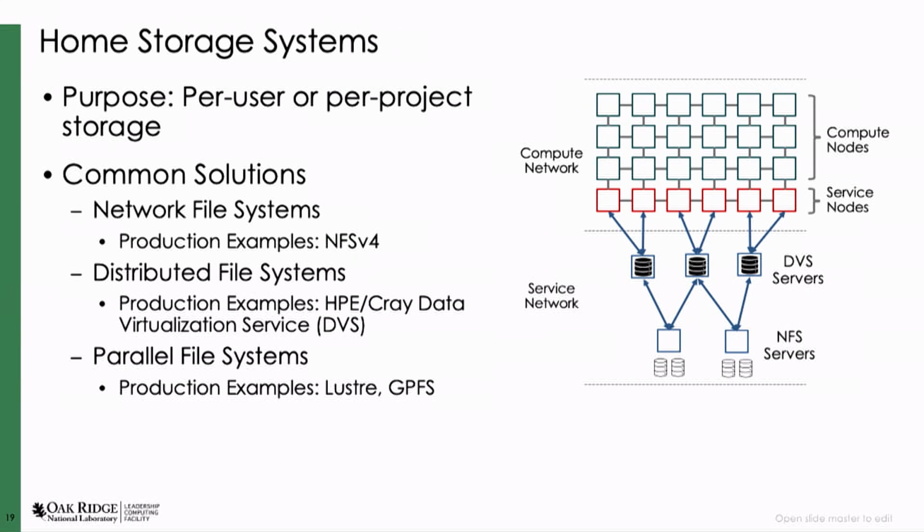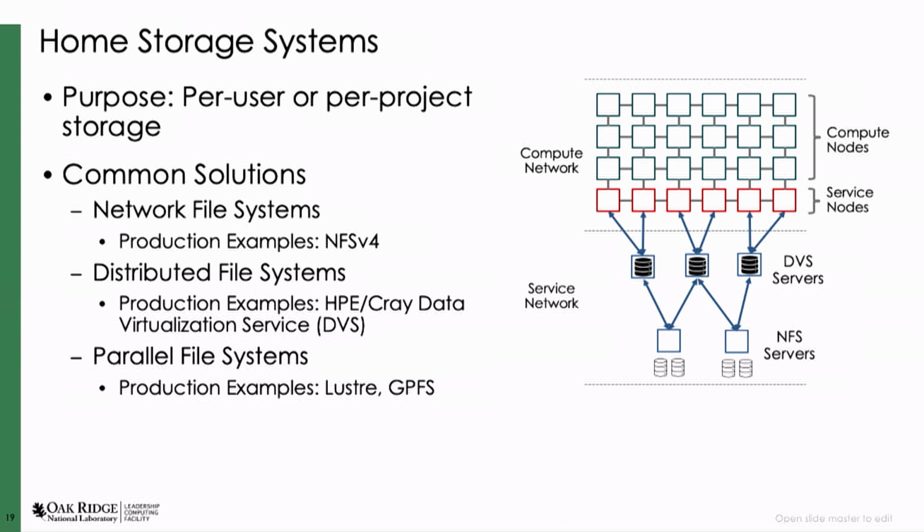All right, moving on to a different use case. Home storage. So again, this is for per user, per project storage. Some of the common solutions in deployment today are network file systems, such as NFS, distributed file systems, which are not parallel file systems. I'll talk about that in just a second. But it turns out that because there is a lot of sharing that goes on, even read sharing, many sites choose to use parallel file systems for their home storage.